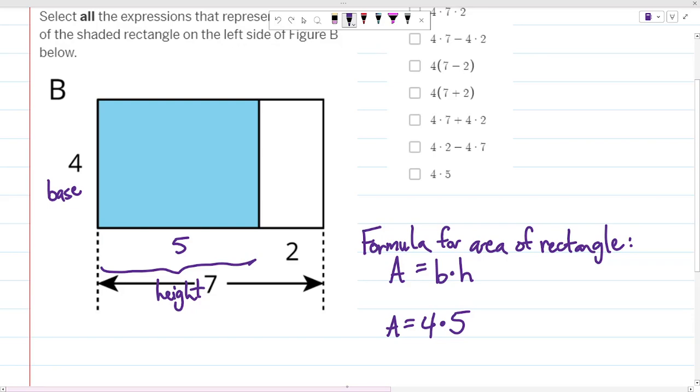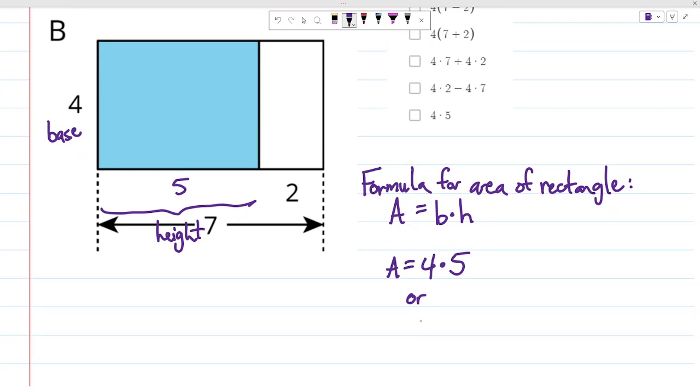Well, what's another way that we can think about the area? Well, we could say the area is 4 times... How did we find that height originally? How did we know that this was 5? What calculation did we do? We did 7 minus 2. So the area could also be found by taking 4 times the quantity 7 minus 2.